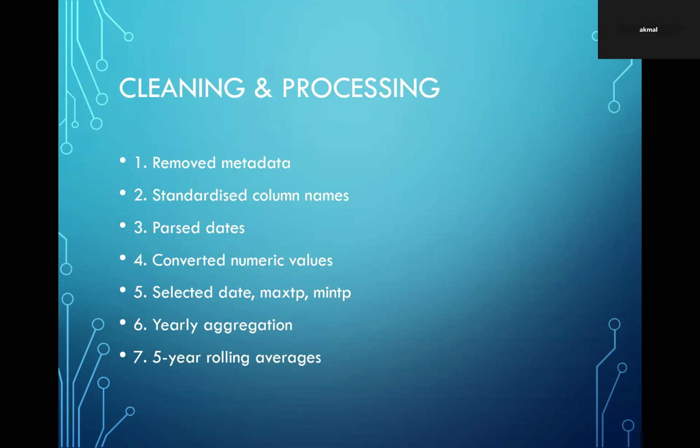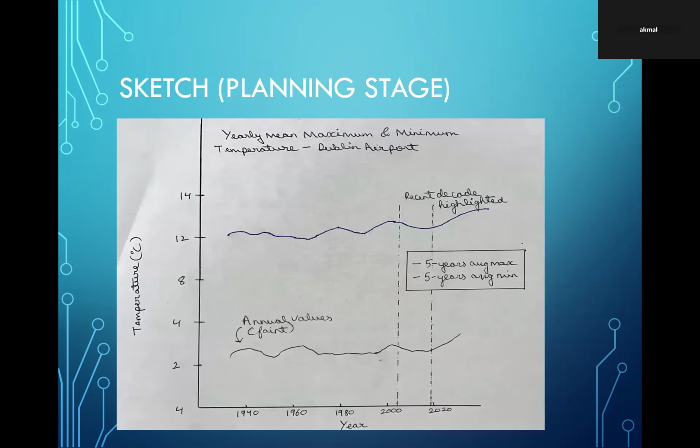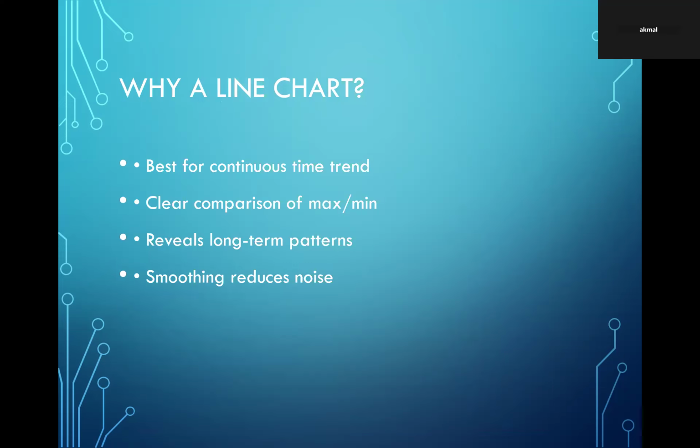After that, we calculated the yearly average and also used a 5-year rolling average to make the trend smoother. And this is the sketch we made before creating the final graph. It shows our idea: two lines for maximum and minimum temperature, gray yearly values in the background, and a highlighted last decade.